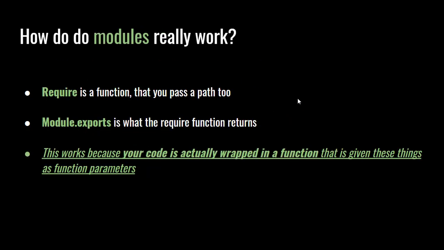So how do these modules really work? Require is the function that you pass the path to, and module.exports is what the require function returns. This all works because your code is actually wrapped in a function that is given these things as function parameters. Node does a bunch of wrapping for you and encapsulates all of that, and when you require it in, it actually executes that function and makes it available to you.